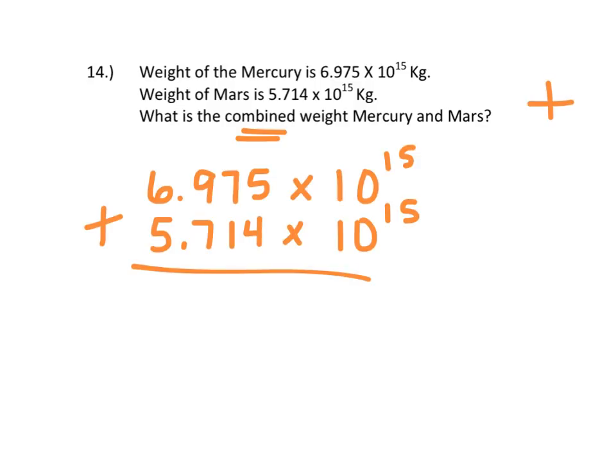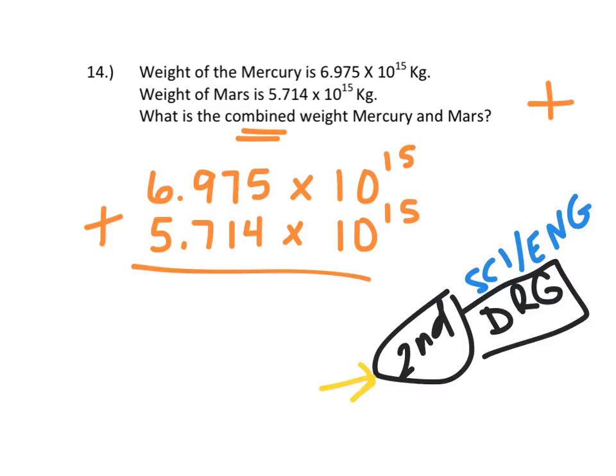Now you can use the calculator in scientific notation mode. Again, to access that, it's second function DRG. That's where the science and English mode is above it. And you would make sure you use grouping symbols around your quantities. If I did this by hand, I can just line them up because they both have 10 to the 15th power. So I would keep 10 to the 15th power, and then I would just add this up.